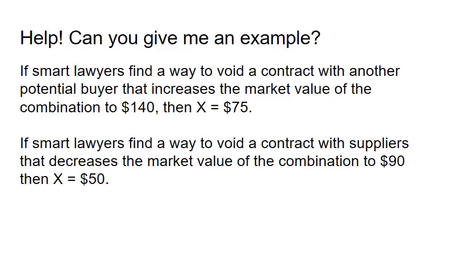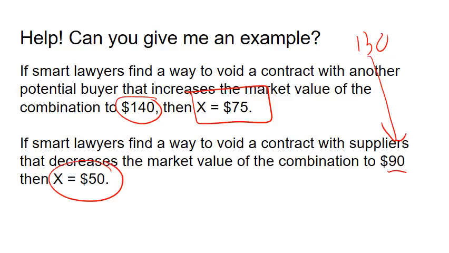Now let's consider some things that happen when conditions change. Suppose some smart lawyers find a way to void a contract with another potential buyer that increases the market value of the combination to 140. I mean, the original value was 130. What if it goes up to 140? Well, the two players will share that $10 increase. So X rises to 75, and B will also receive $5 more when they agree. If they find a way to avoid a contract with the suppliers that decreases the market value of the combination to 90, if you reduce the value by $40, the payoff to both players goes down by 20.